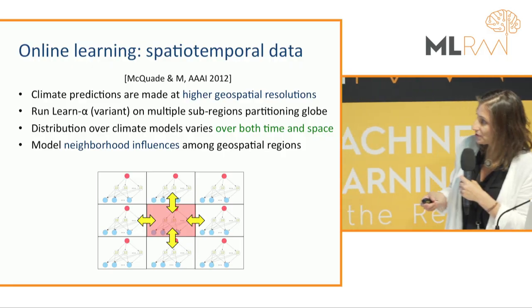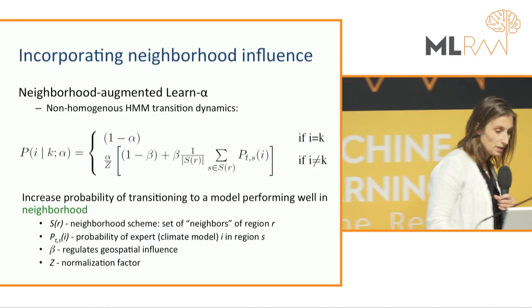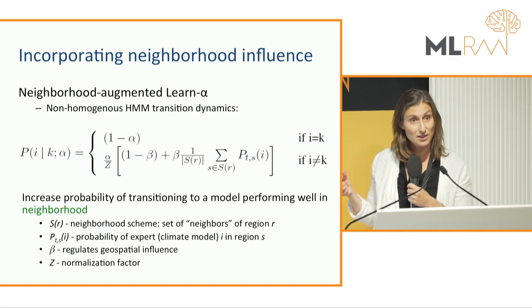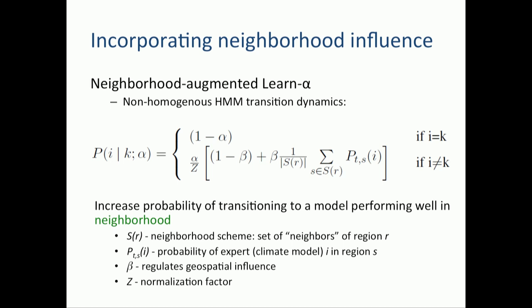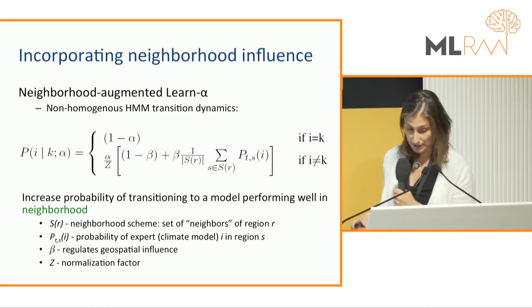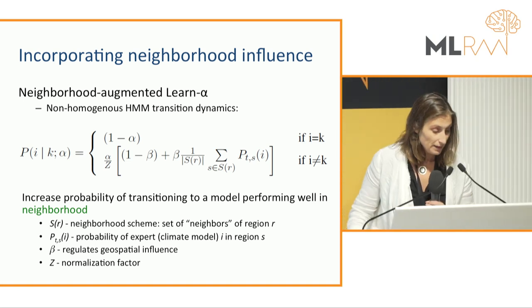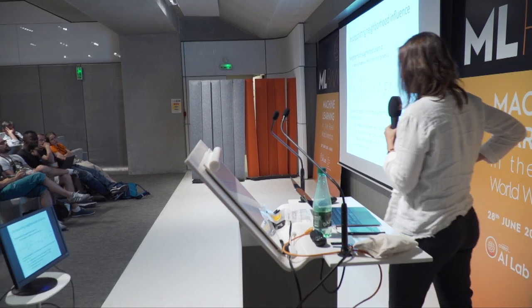And then with respect to a neighborhood scheme, we can change the algorithm to propagate neighborhood influence. Essentially, now we're just changing that transition dynamics that I talked about before in the hidden Markov chain. And we can turn it off. We can turn off the geospatial influence beta and get back to the update that we had before. But to the extent that we turn it on, we look in our neighborhood set of a particular region, and we check how a particular climate model is doing with respect to the weight that the algorithm gave it in the neighboring region. And we'll use that to potentially increase our probability of switching to that expert. So what do I mean here? Maybe in Paris, the NASA model was predicting really well.